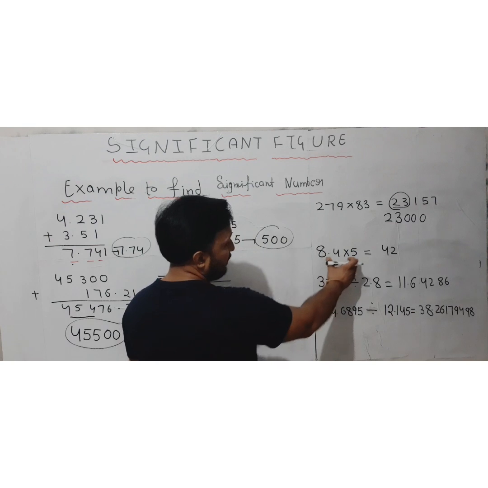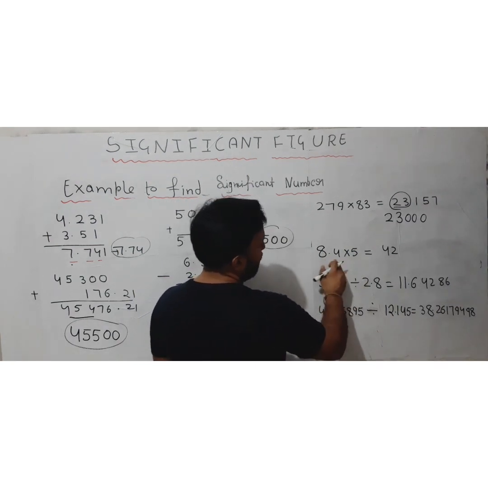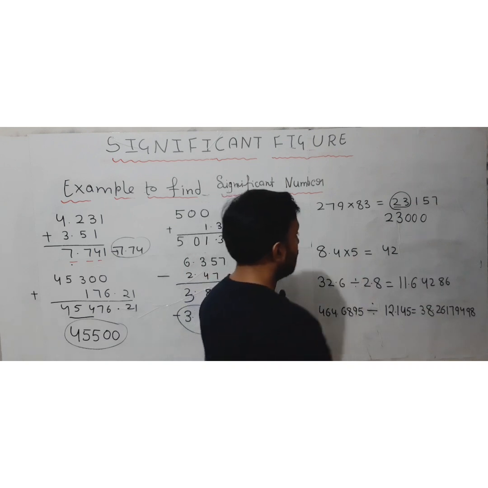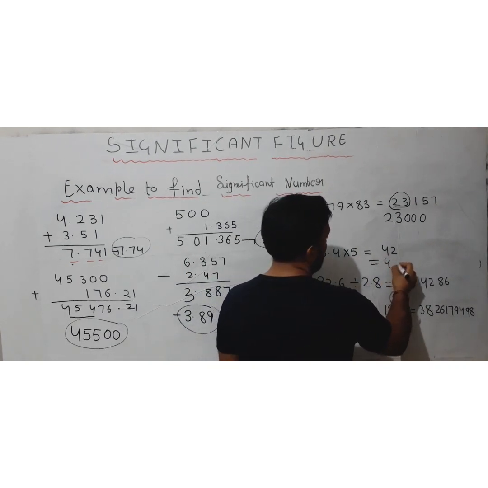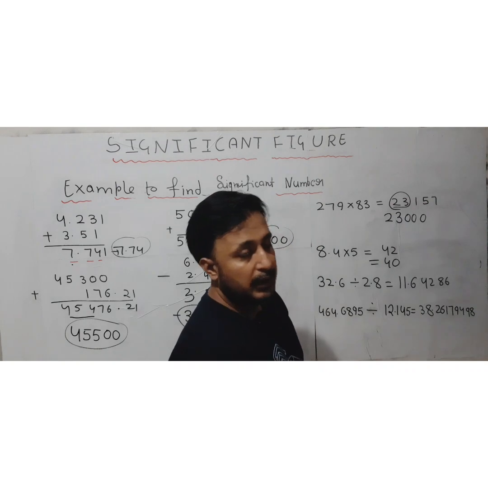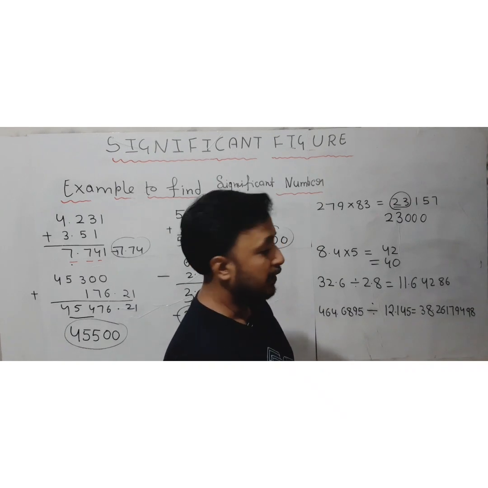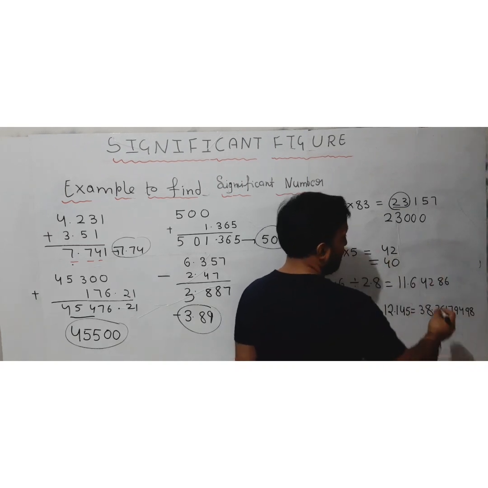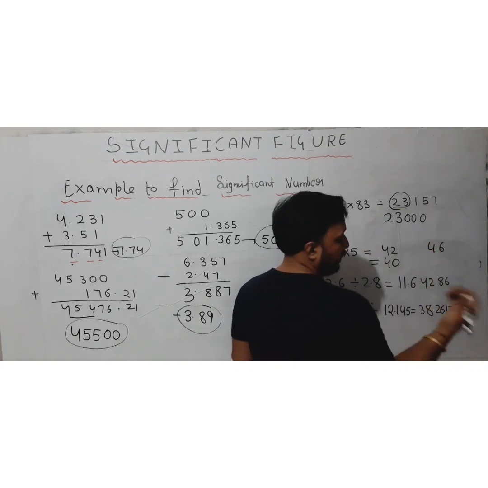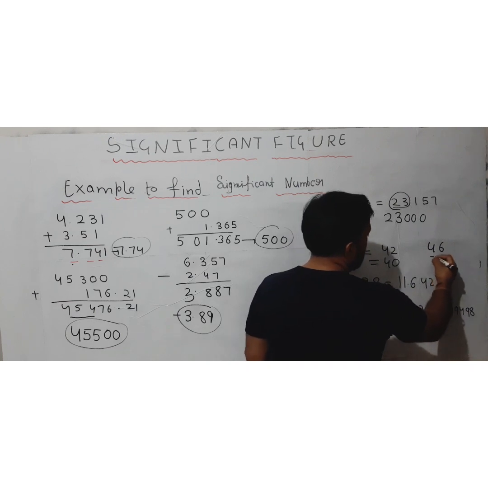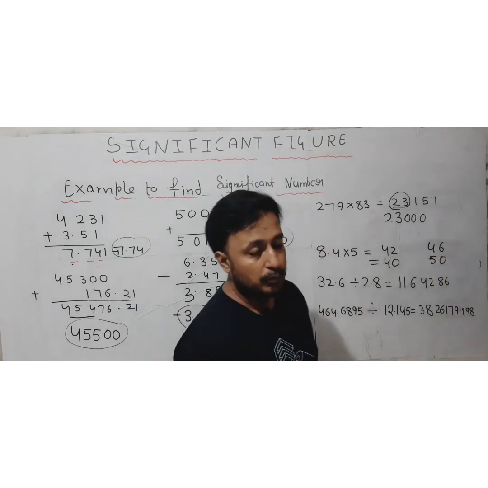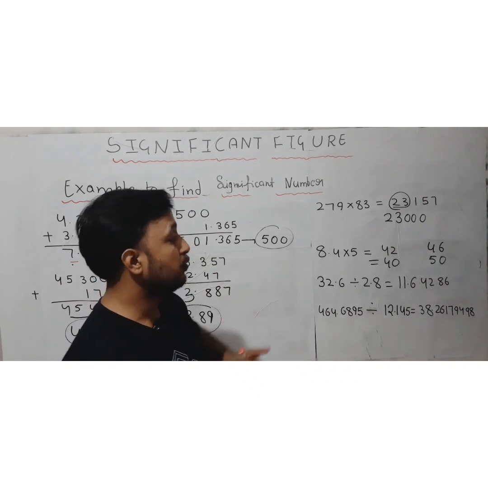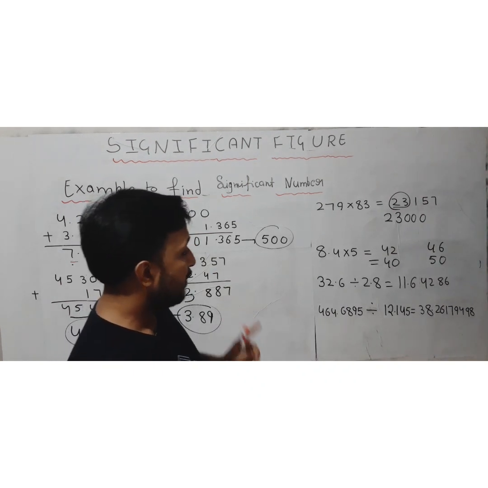Then this example: when you multiply 5 into 8.4, it's coming 42. If you see, the minimum value is 4. So our answer should be 40, because when you remove 2, it cannot increase the other value by 1. But suppose in a similar type of question our answer will be 46, and you have to round off the value, then you have to write 50, because when you remove 6, it will increase by 1, because our answer should be in two significant figures. That is why we are doing this.